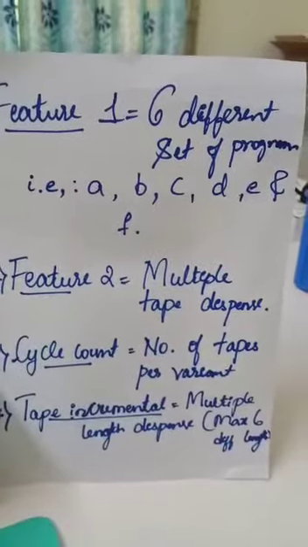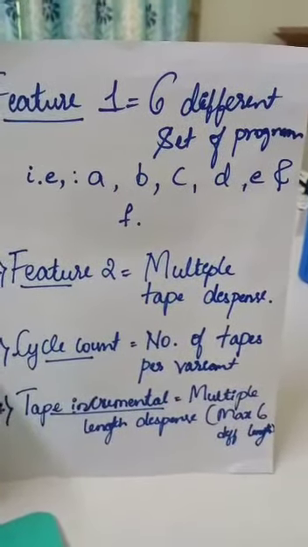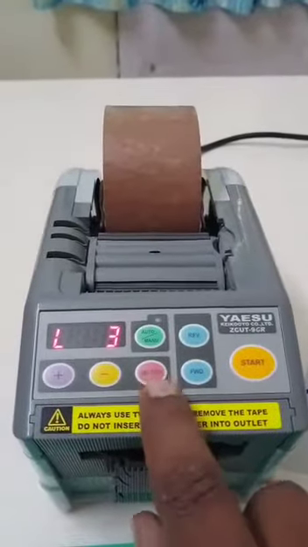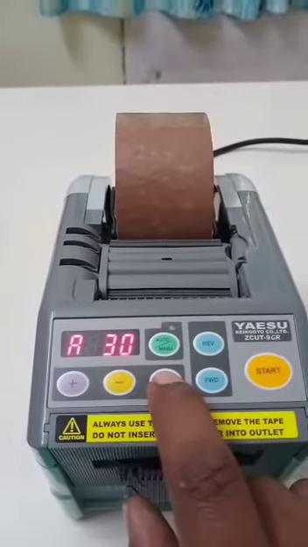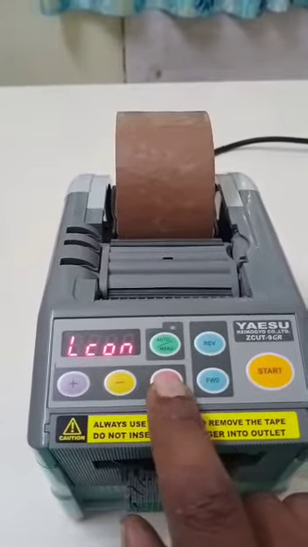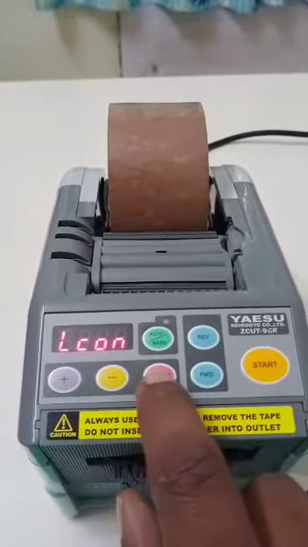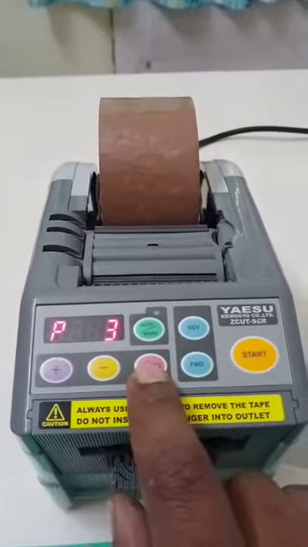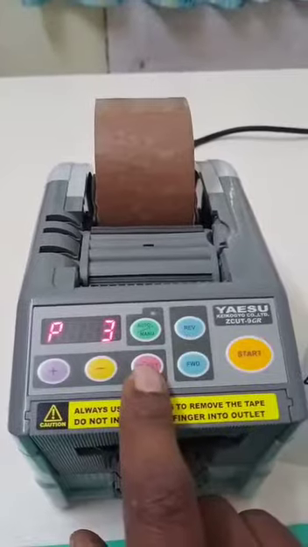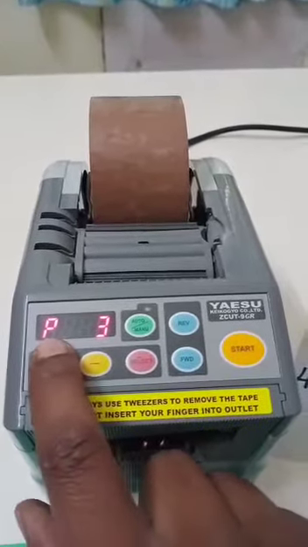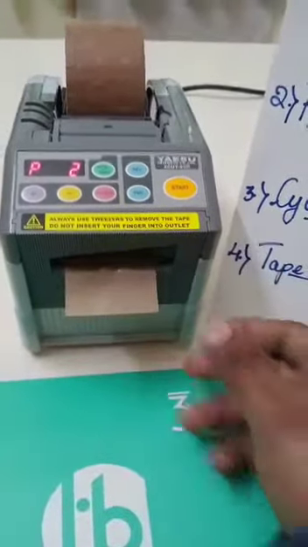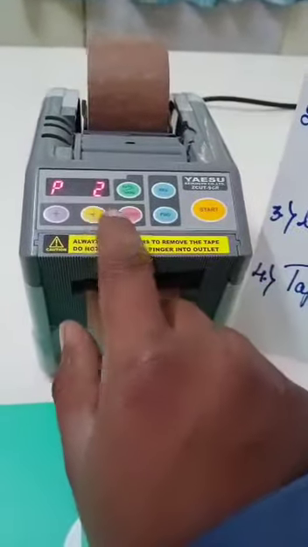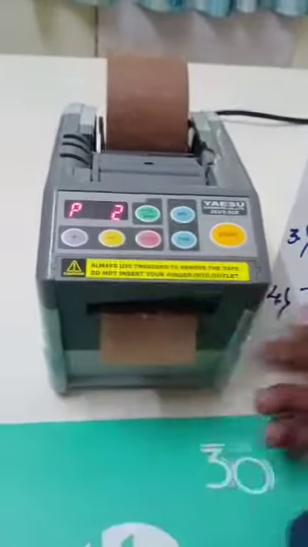And the third feature is cycle count. To go to that feature, long press select, again long press select. So it's going to go to L con again. If you press select, it will ask P. So P is for cycle count. So right now let us keep 3 as the cycle count. As you can see, the indicator turned 2 from 3.